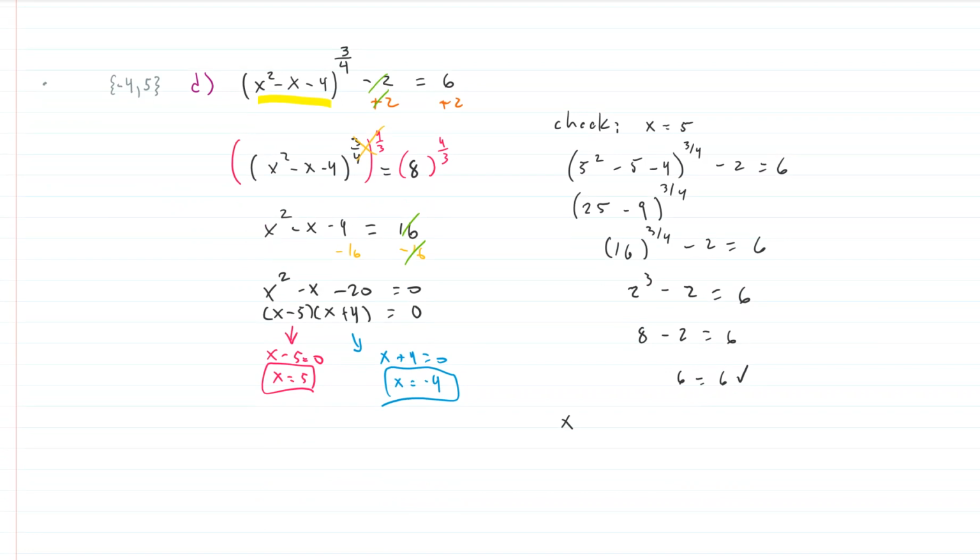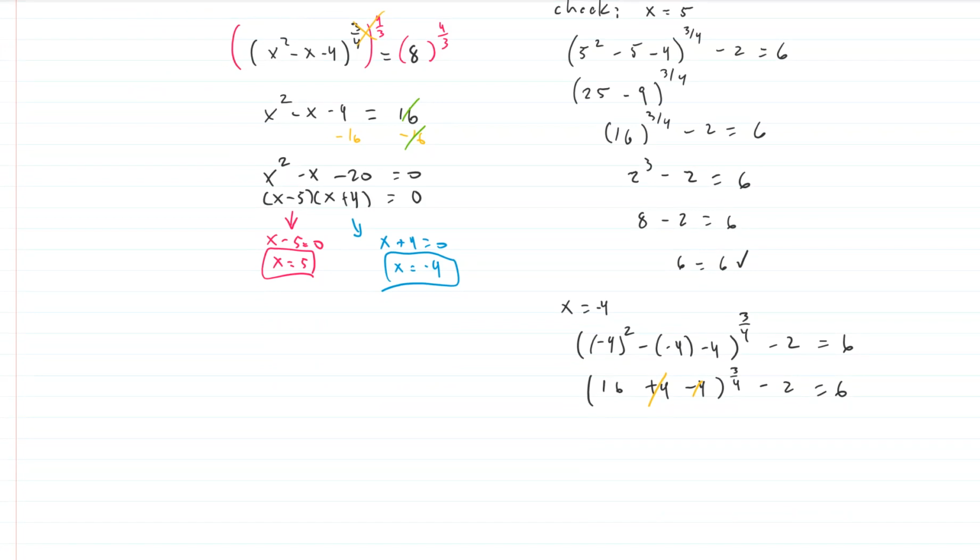Now let's check x equals negative 4. So we have negative 4 squared minus negative 4 minus 4, all to the 3/4 power minus 2 equals 6. Negative 4 squared is 16. Minus negative 4 is positive 4, and then we have minus 4. Luckily those cancel each other out, right? We can see the 4 and the negative 4 cancel each other out. 16 to the 3/4 power minus 2 has got to equal 6. The 4 in the denominator means it's a root, so the 4th root of 16 is 2. 2 cubed is 8. Minus 2 equals 6, which gives us 6 equals 6. And that's a valid solution as well.